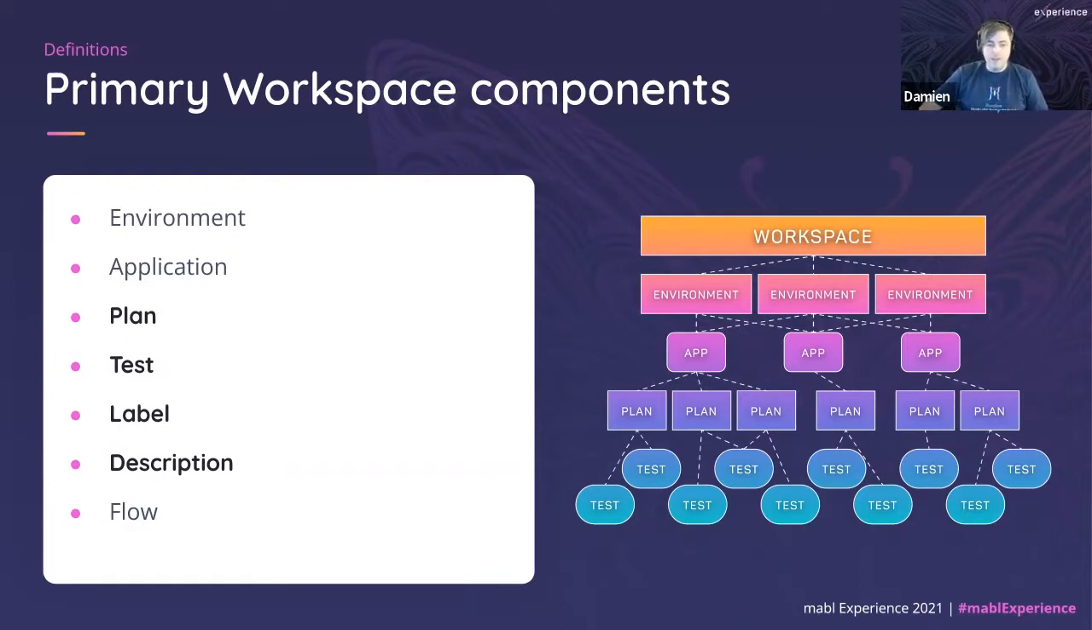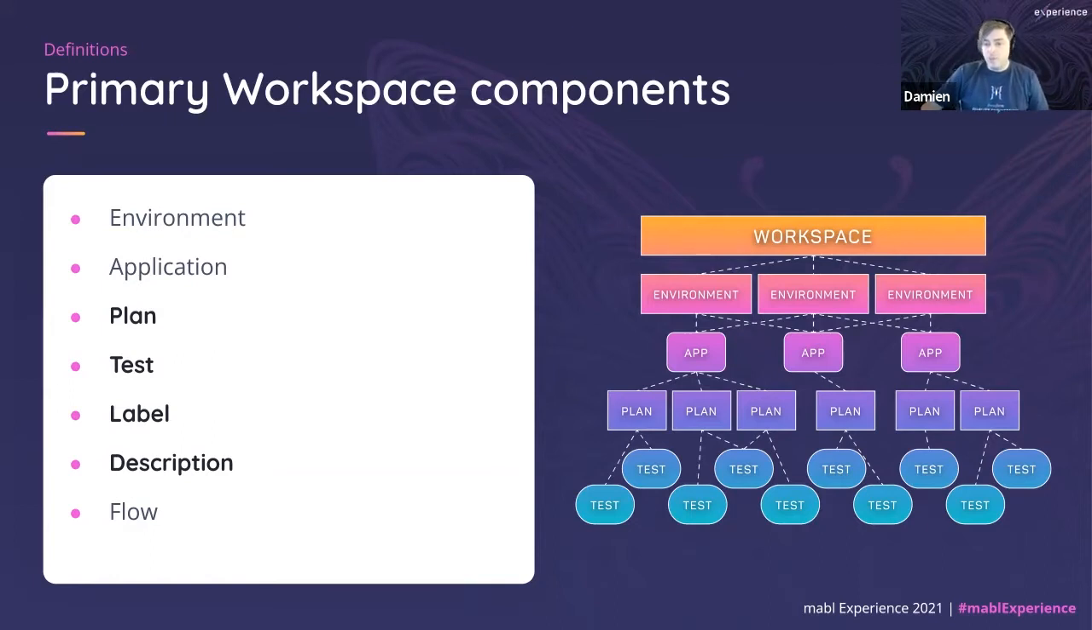Next up, and not in the diagram on the right, is labels. A label is a word or a phrase that you attribute to tests and plans for the purposes of classification, organization, and in the case of plans, deployments via CI/CD. Next up is description, which is a brief summary or anecdote about a test or a plan that tells your team what it tests and what the context is.